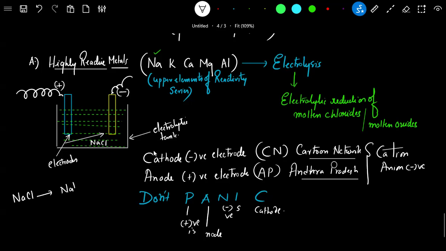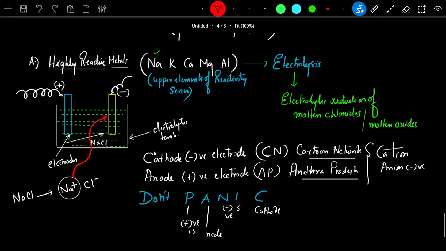It will split up into what, beta? Na plus and Cl minus. What is Na plus? It's a positively charged entity. Where will its attraction be? Its attraction will always be toward the negative. That's why the metal will always be formed at the cathode. Reduction always happens at the cathode. Oxidation happens at the anode. This you will learn in electrochemistry when you go to grade 11. But here you get the basic idea that the sodium ion, we want sodium, but sodium will not come by itself. Sodium will come as sodium ion.